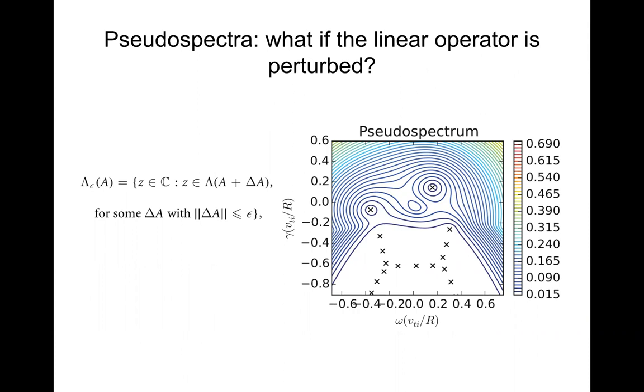What we get, the X's are the actual linear frequencies, the linear eigenvalues. And these contours are all the locations in the complex plane where the linear operator plus some perturbation is an eigenvalue. So if you follow a certain contour, everywhere on this contour, there's some perturbation of the same amplitude that gives you an eigenvalue on this contour. That makes sense? Any questions on that? It's a little bit of an abstract concept.